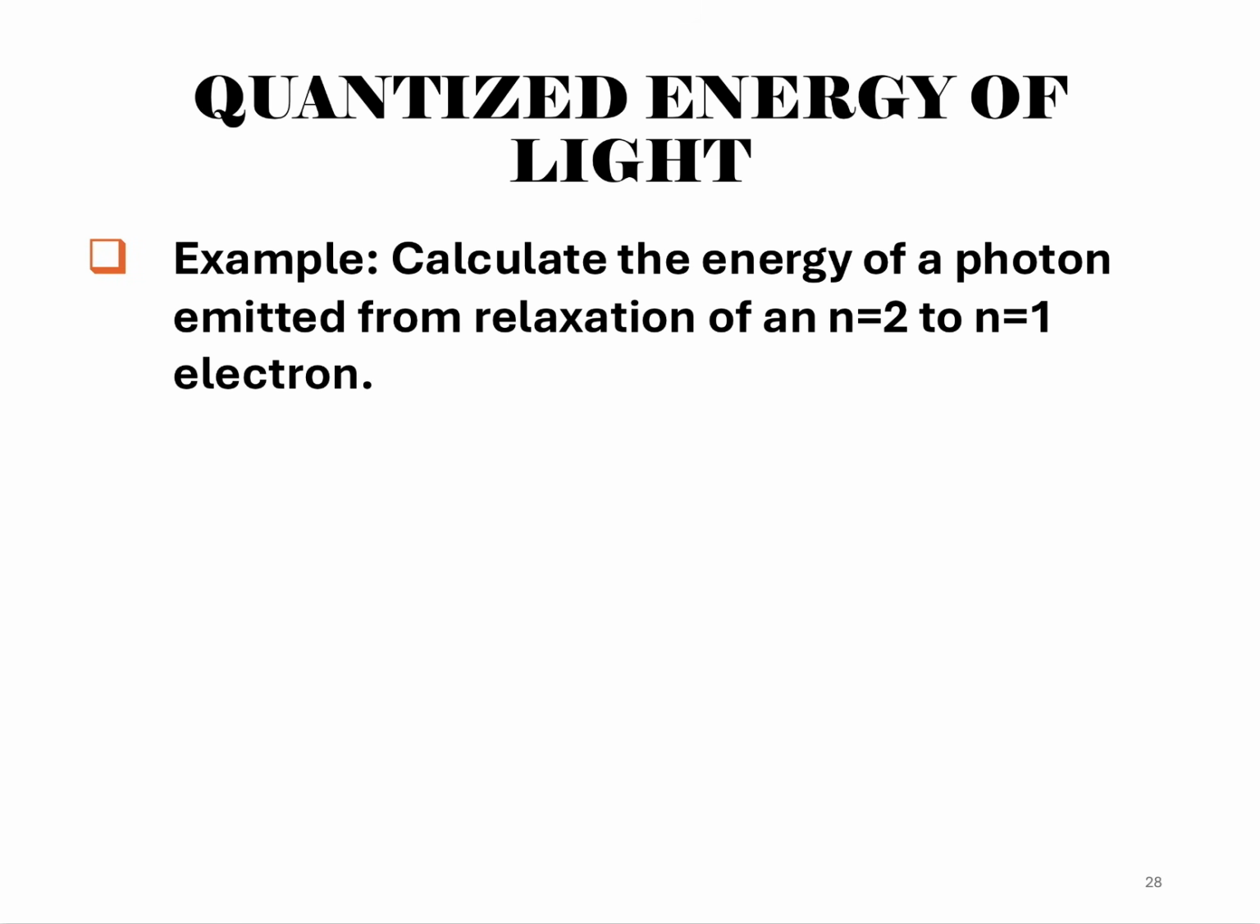And so how would we use this? Well, if we were to calculate the energy of a photon that's emitted from relaxation of an n equals 2 to an n equals 1 state, we would use the Rydberg equation to first calculate the wavelength, right? First step would be calculate lambda. And then the second step would be to calculate the energy using E equals h nu.